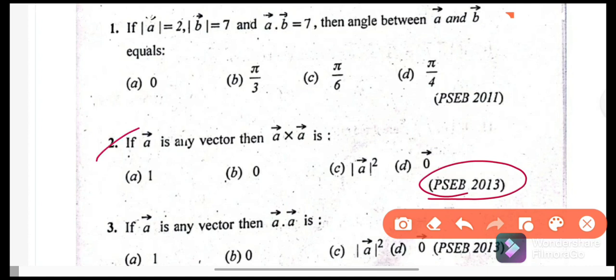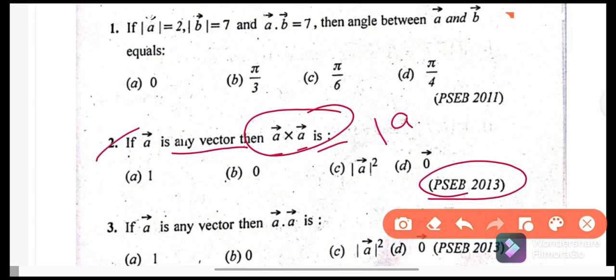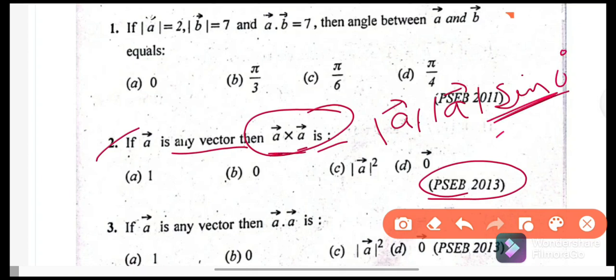If A vector is any vector, then A vector cross A vector is, because A cross A is equal to magnitude of A, magnitude of A, and sine of 0, and sine 0 is equal to 0, so it is equal to 0 vector.